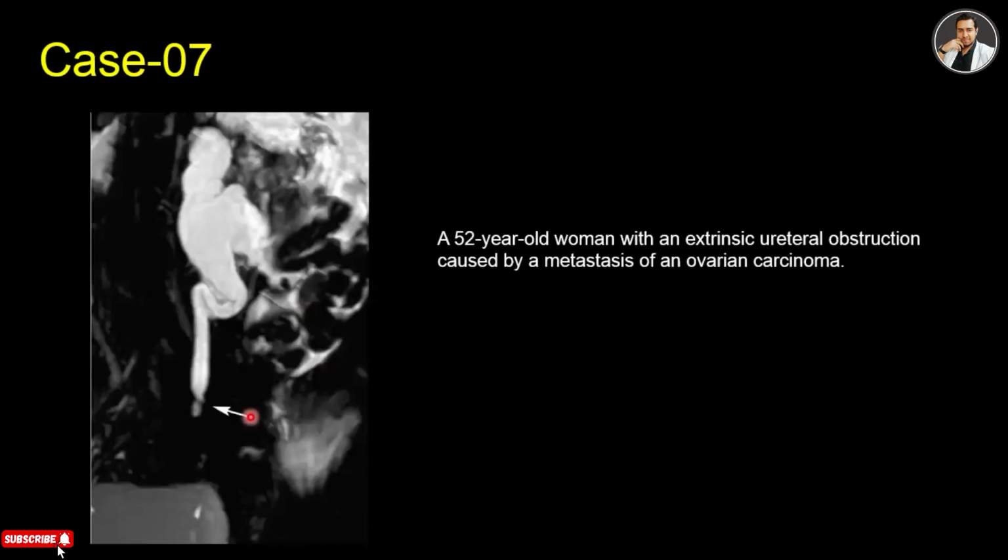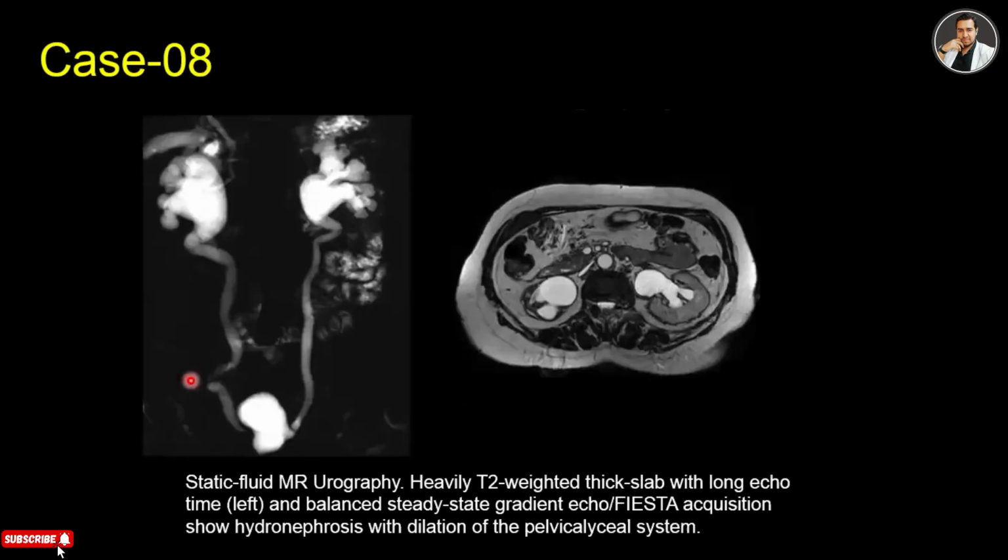And this is case 7. What it tells: a 52-year-old woman with an extensive ureteral obstruction caused by metastasis of an ovarian carcinoma. So this patient is an ovarian carcinoma patient, and because of the cancer cells, the ureter is involved and obstructed, and for this the ureter is dilated and causing hydronephrosis. So this is case 8, and you can also see bilateral hydronephrosis here.